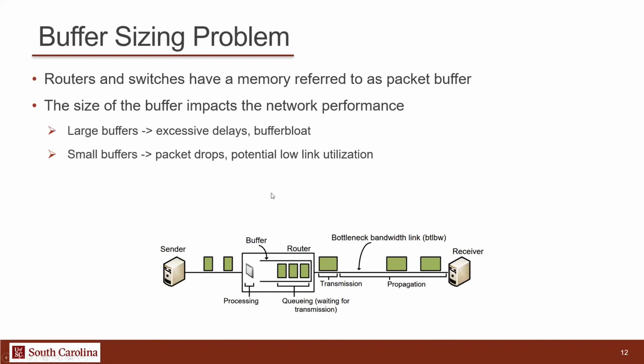So we developed 4 use cases so far. I'm going to describe some of them and show the initial results that we get. The first one is the dynamic buffer sizing. And we know that routers have memory, which we refer to as the packet buffer. And the size of this buffer would dramatically impact the performance of the network.